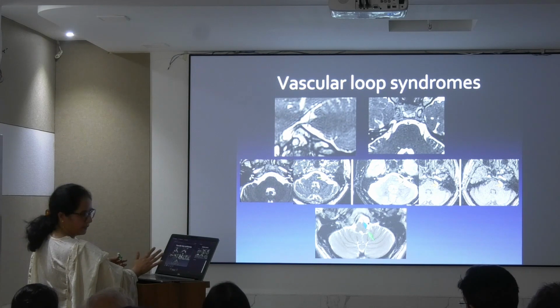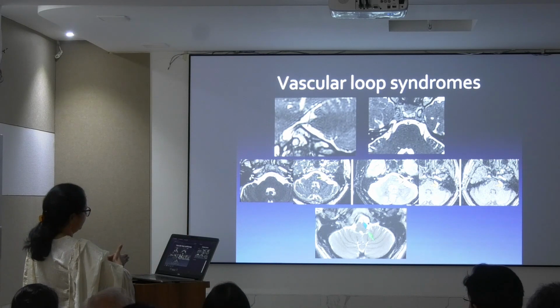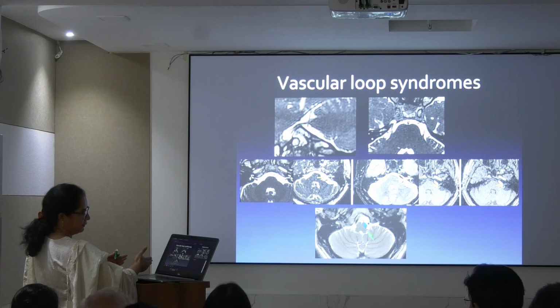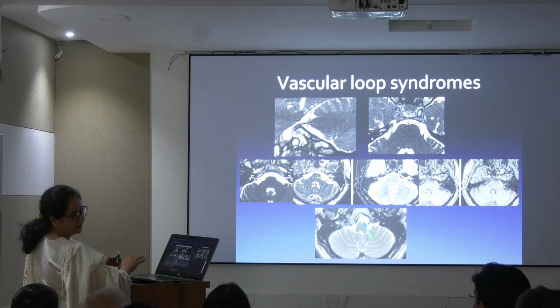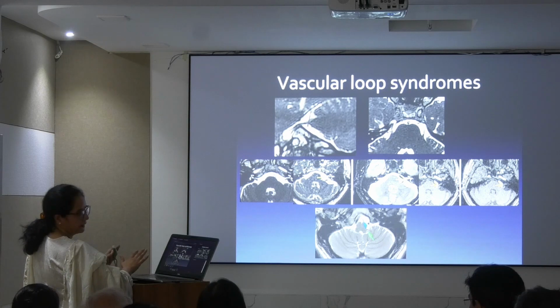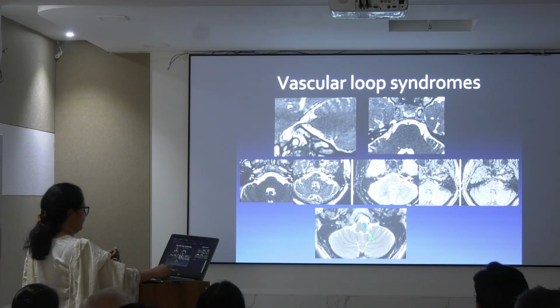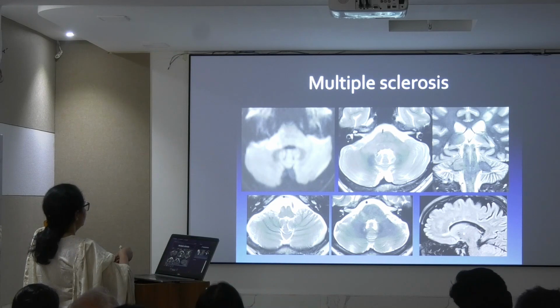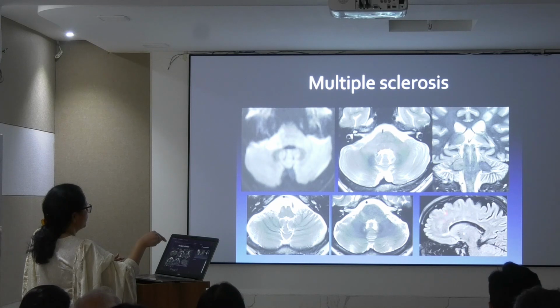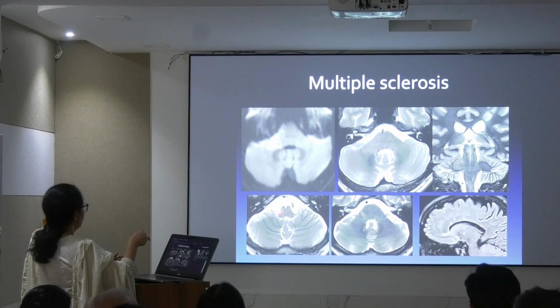There are three types of alpha loop. One which is near the IAC, one which goes into the IAC, one which goes beyond. A lot of studies have been done, but nothing conclusive has come out as of now whether they are responsible or not. Coming to multiple sclerosis, where we see multiple patches of T2 hyperintensity in the posterior fossa as well as in the cerebrum. These are patients who presented with posterior fossa symptoms.